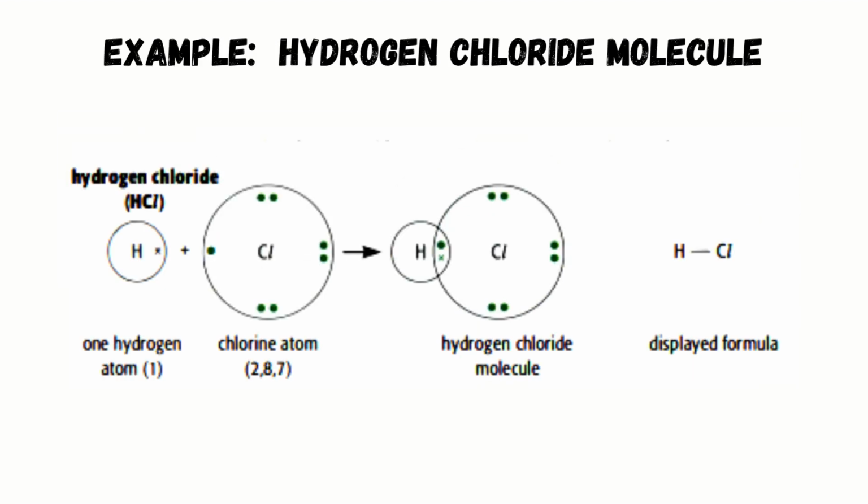Next example is hydrogen chloride molecule. 1 hydrogen and 1 chlorine share their electrons, forming a single covalent bond between hydrogen and chlorine atom.